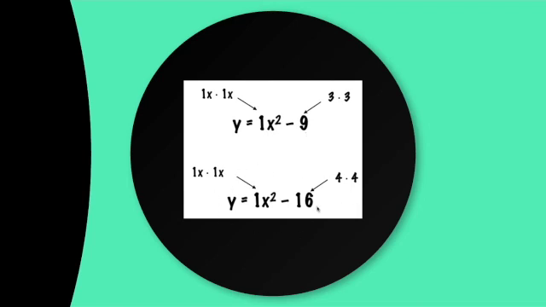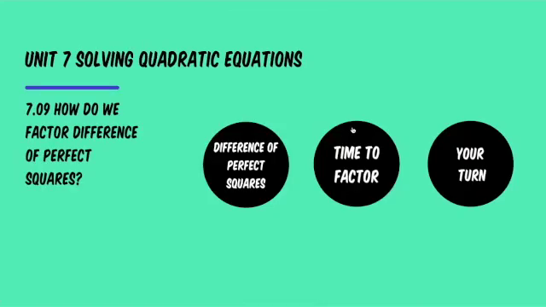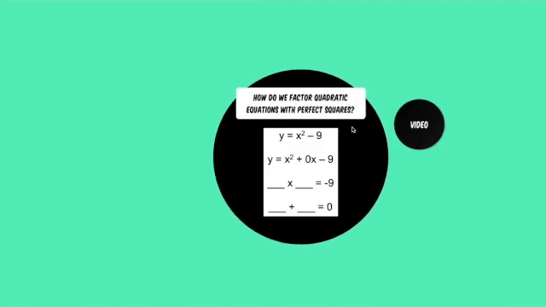In my second example, it's very similar. y equals 1x squared minus 16. 1x squared is a perfect square because 1x times 1x is 1x squared. And 16 is a perfect square because 4 times 4 is 16. Now let's learn how to factor difference of perfect squares.